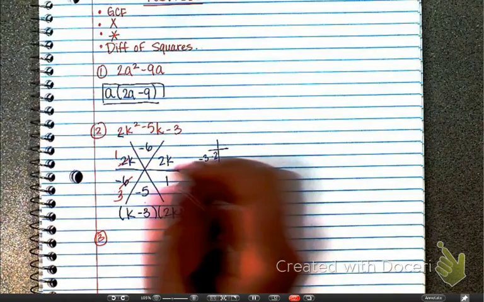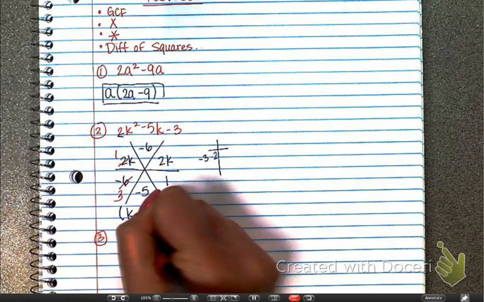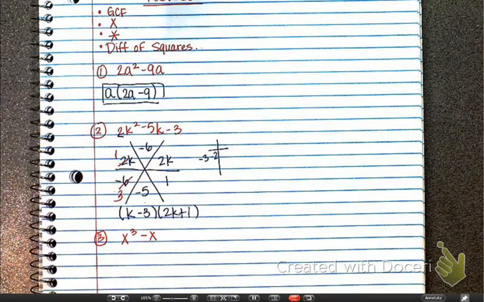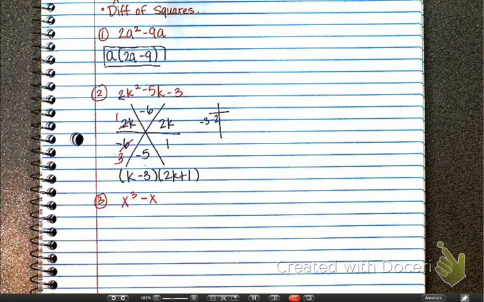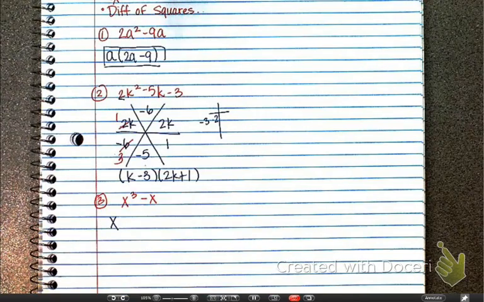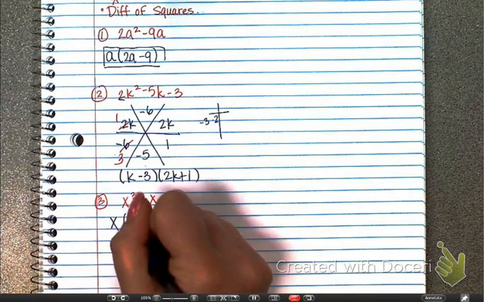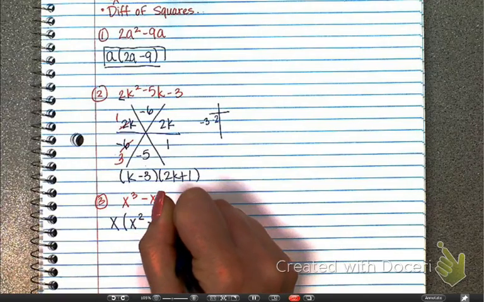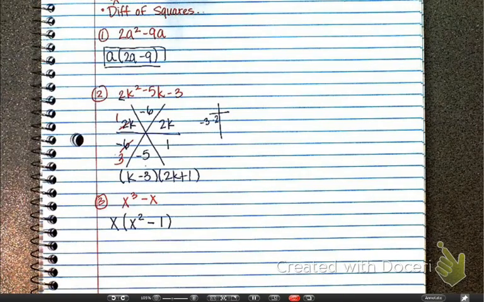Let's look at x to the third minus x. So again, we start with greatest common factor. So what is the greatest common factor between x to the third and x? Hopefully you said x. So if I pull out an x, I'm left with x squared minus 1. Remember, if you take everything out, there is still a 1 there. Okay? Now I'm looking at what's inside the parentheses.